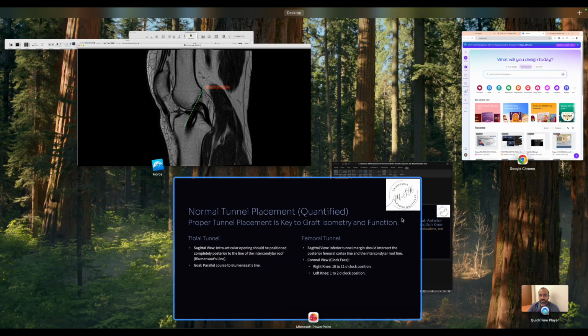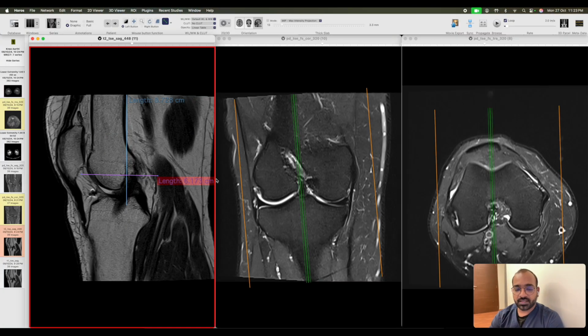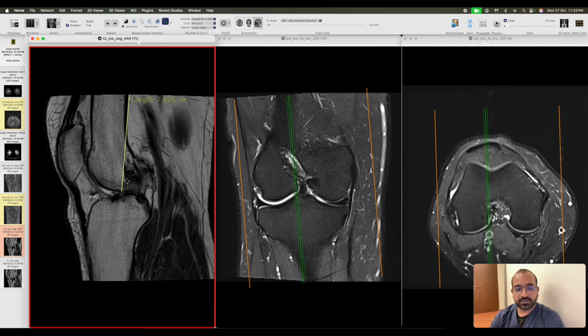So what does it say? In the sagittal view, the intra-articular opening should be positioned completely posterior to the line for the intercondylar roof, that is the Blumensaat line. In the sagittal view, the inferior tunnel margin should intersect the posterior femoral cortex line and the intercondylar roof line. You see here, this is my intercondylar roof line, this is the posterior cortex line, and this is my femoral tunnel. This is the inferior margin of the femoral tunnel, which is intersecting them. So this is a normal placement of the femoral graft.